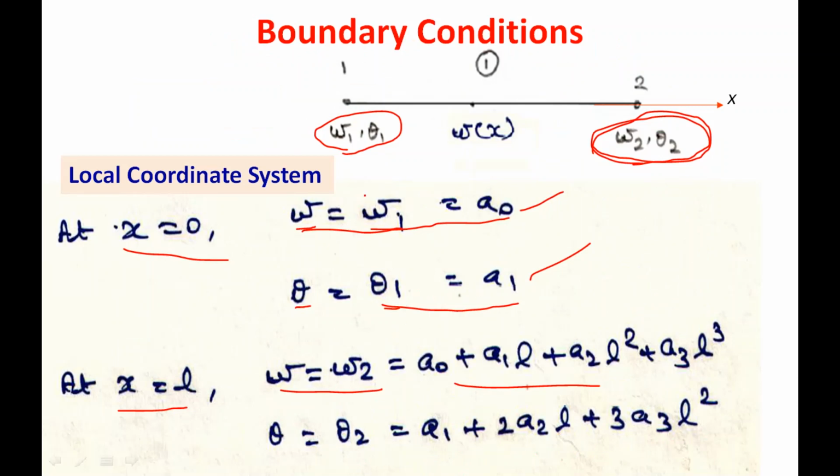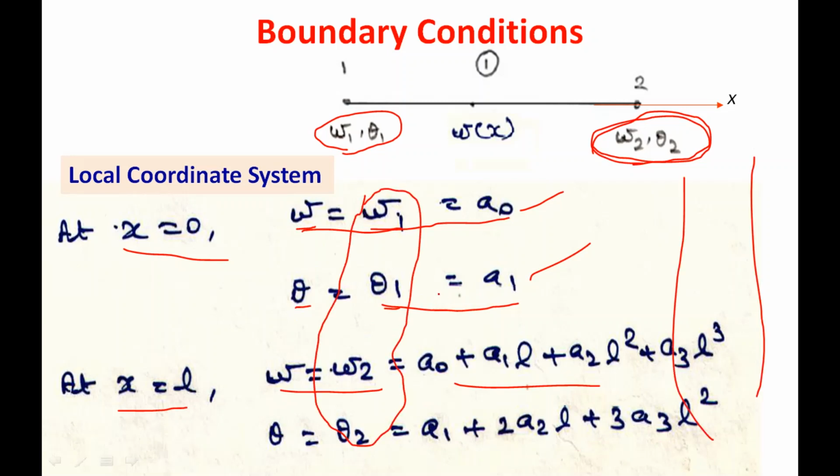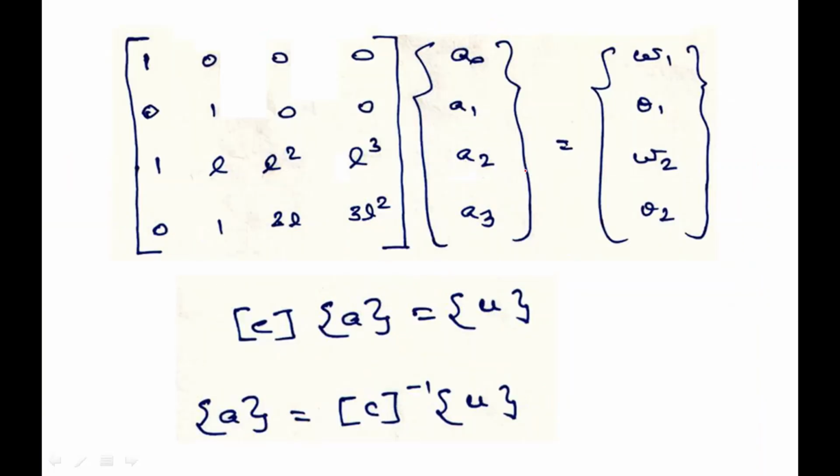Now we have four equations. So you have to write them in matrix form. When we use the matrix form, it is easy to solve. So this is the equation. The nodal parameters w1, theta 1, w2, theta 2 are equal to a matrix times the unknown coefficient matrix a0, a1, a2, a3. This is a 4 by 4 matrix, and this is a 4 by 1 matrix, so we will get 4 by 1.